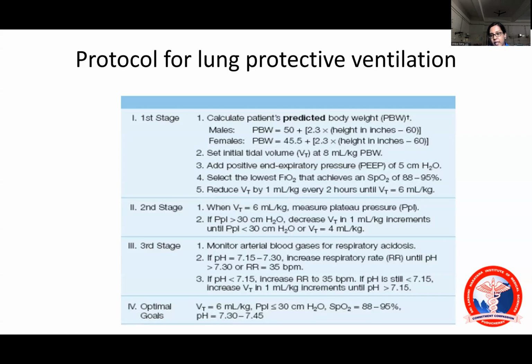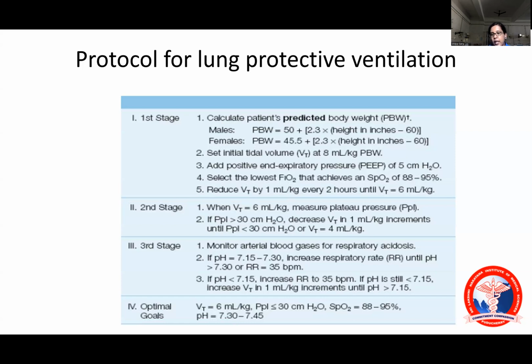There is something called the ARDSnet criteria, where based on the FiO2, you can provide the amount of PEEP. They compare the PEEP and FiO2: for 60% FiO2, how much PEEP you can give. So based on the ARDS protocol, you can provide that. The minimum SpO2 we would like to achieve is 88 to 95%. It need not be 100% SpO2. If it is somewhere between 88 to 95%, that is more than enough.